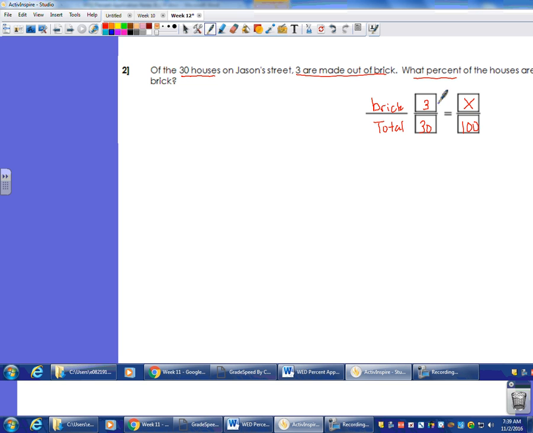Now there's a few ways you could do this. You could simplify 3 out of 30 to be 1 out of 10 and then do the scale factor from there, or you can just say 3 times 100, because we know that is easy, which is 300, and 300 divided by 30 will give me 10. So I know that the percent of houses on his street that are made of brick is 10%.